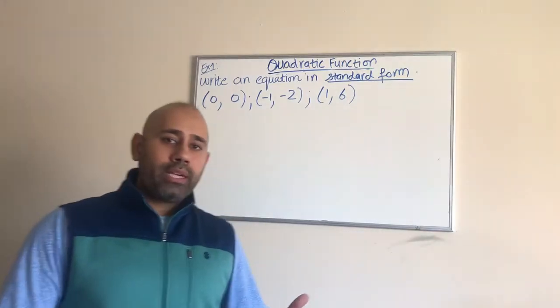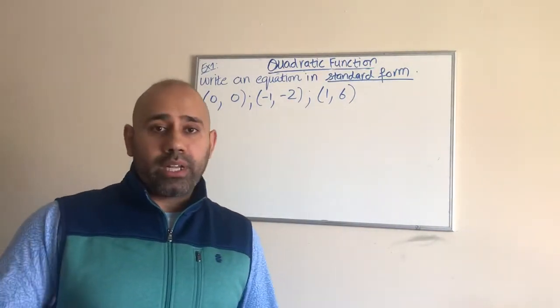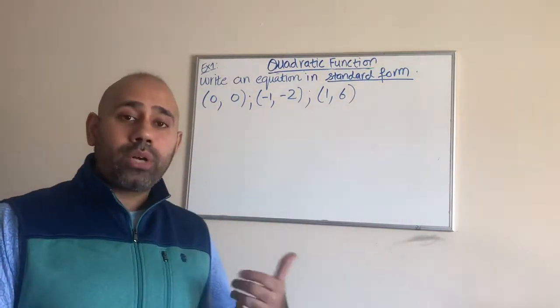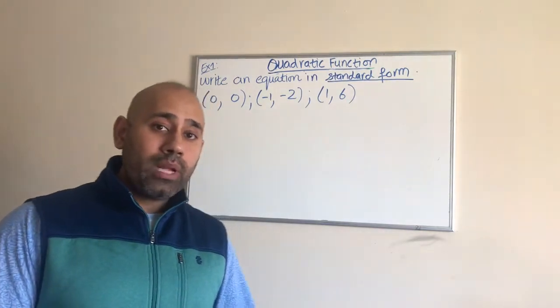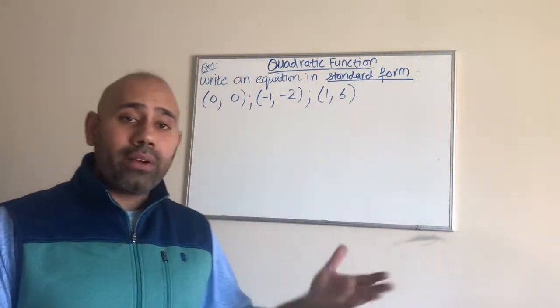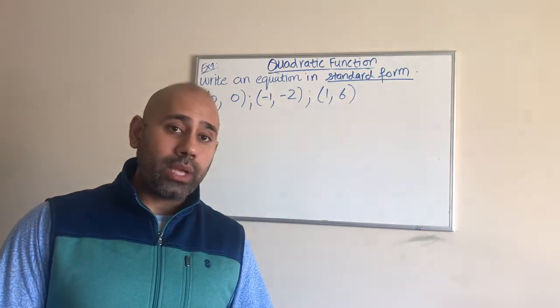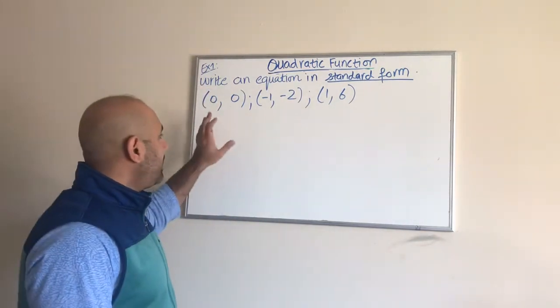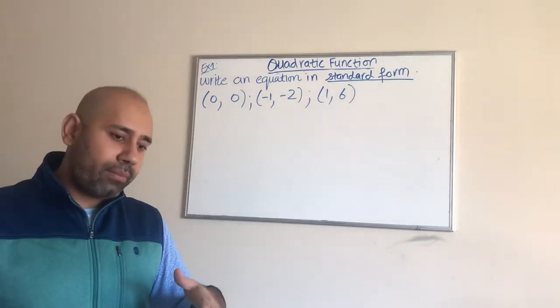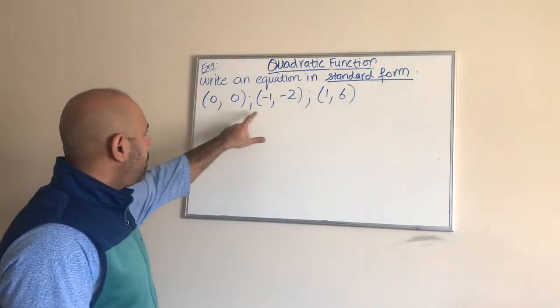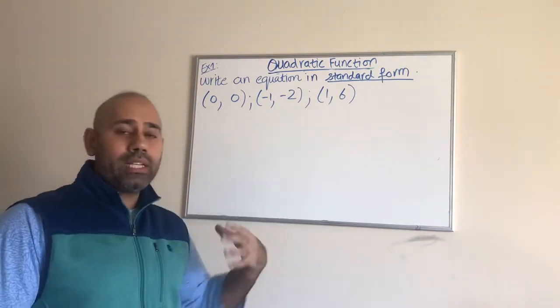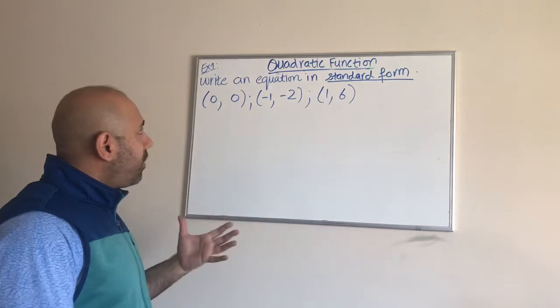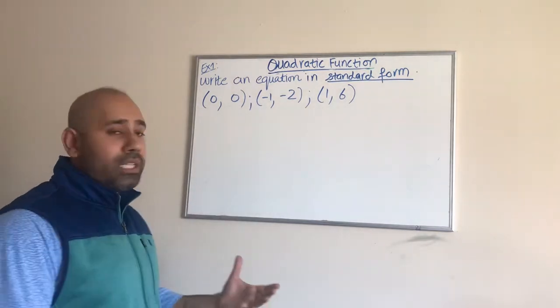Hi guys, we're back here with another application problem on quadratic functions. In this case, we want to write a quadratic function in the standard form when we already have 3 points that are already provided to us. The 3 points that the curve of this graph passes through are (0, 0), (-1, -2), and (1, 6). Let us see how we can use these points to write the equation in the standard form.